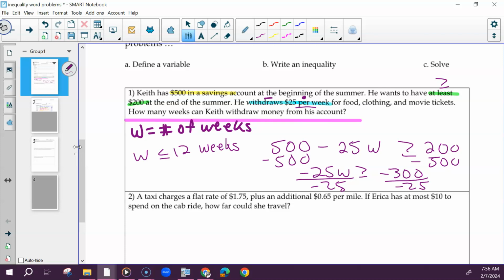You can check yourself just like you would for multi-step equations. Put 12 back in, but when you put it back in, it just has to be true. So if this is greater than 200, or if it equals 200, then it would be true. But if it doesn't, if it's lower, then it would not be true. What was your question? Wouldn't the sign be flipped? Yes, it did. Oh, I didn't see that part. Other questions on that?